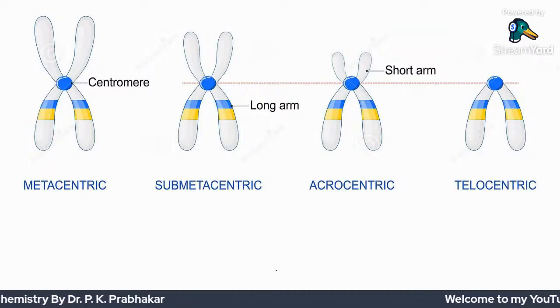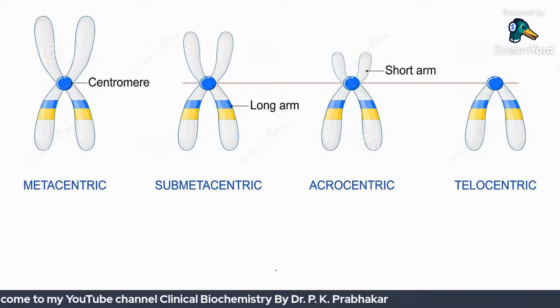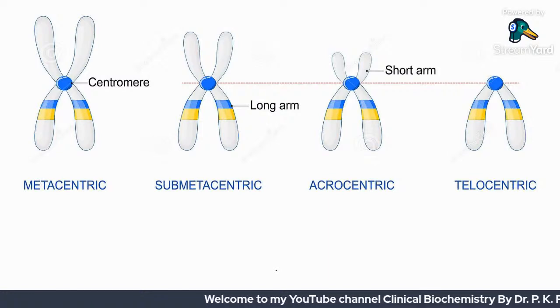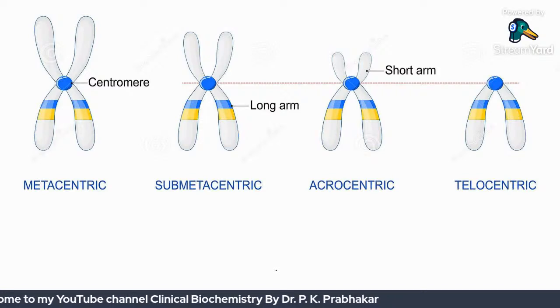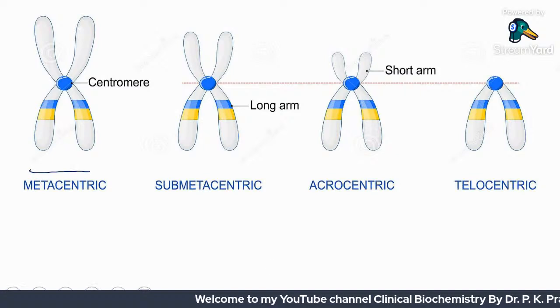Now, according to size, whenever we do staining, we see the size and then identify the chromosome. When we talk about the centromere position, chromosomes can be grouped into different categories depending on where the centromere is placed. If the centromere is placed at the center and both sides have equal arm size, it is called metacentric, meaning the centromere is in the center.